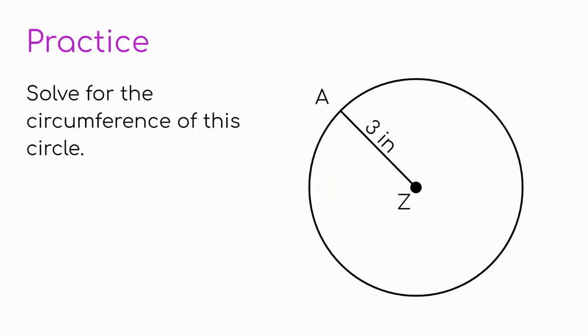Try this one on your own. Solve for the circumference of this circle. Pause the video, grab your calculator, find out the circumference. Circumference is 2 times pi times r. 2 times pi times 3, because 3 is our radius. When you plug that all in, you should have gotten 18.8496, and so on, inches. It is a length. If I went all the way around that circle with my ruler, obviously this is not drawn to scale, it would be 18.8 inches.